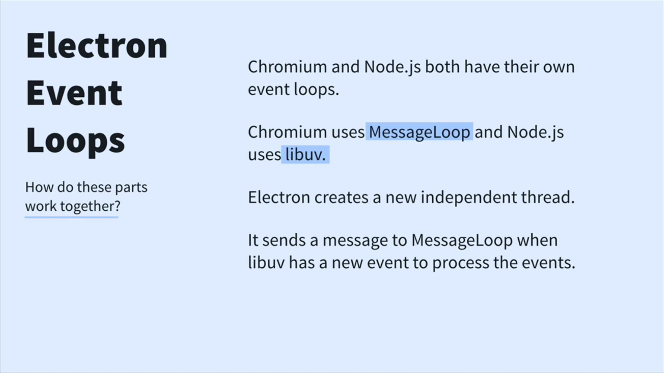Chrome and Node both have their own event loops, and there are different projects that have tried to do this in various different ways to make two event loops happen. Sometimes they try to make one use the other one's event loop, like forcing Chromium to use libuv, which is Node's event loop.